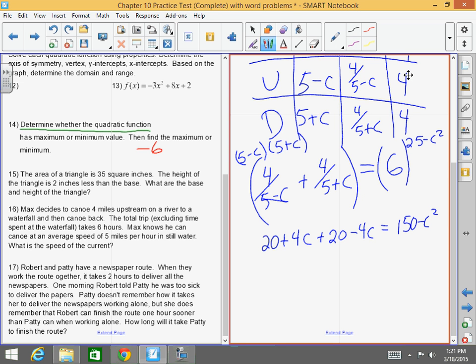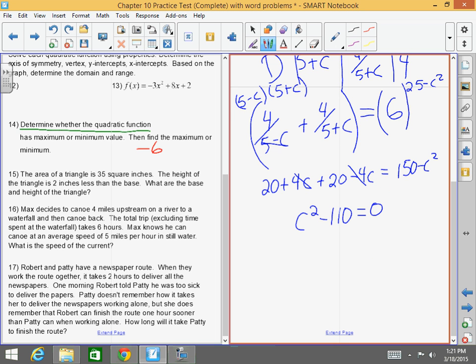I got to create a trinomial here. So I'm going to bring over the c squared. These 4 c's cancel. I'm going to bring over the 150 as a negative. So I have 40 minus 150, which is negative 110 equals 0. And then from here, I can add the 110 to both sides. C squared equals 110, square rooted. C equals plus or minus square root of 110. Put it in your calculator and round to the nearest tenths. The negative one does not and will not work.